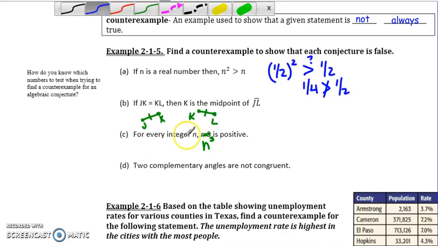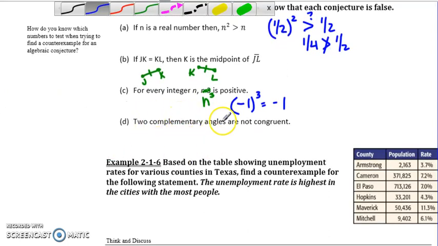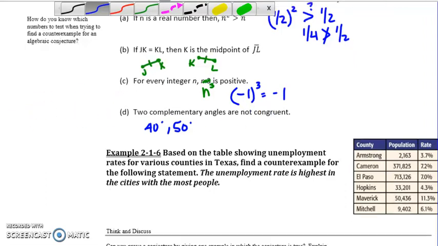So there we go. This one's supposed to be n to the 3rd, not n with a 3. So if we did an integer, integers are negatives and positives. Let's go ahead and try a negative. Negative 1 cubed is equal to negative 1, and that's not positive, so there's a counterexample. Next, 2 complementary angles are not congruent. Well, we could definitely come up with 2. 40 and 50 are 2 angles that add up to 90, but they're not congruent or the same.